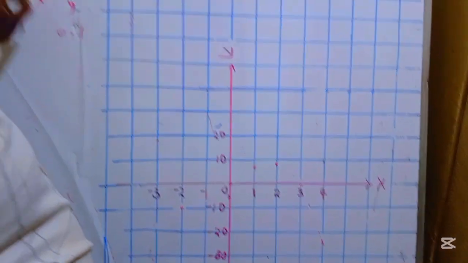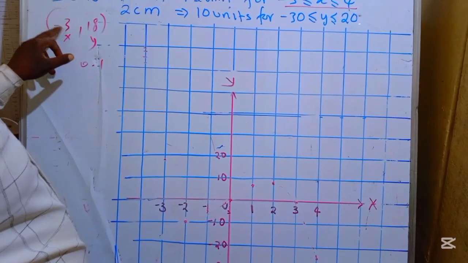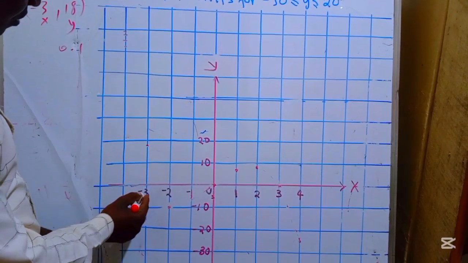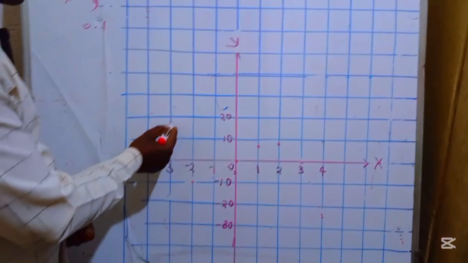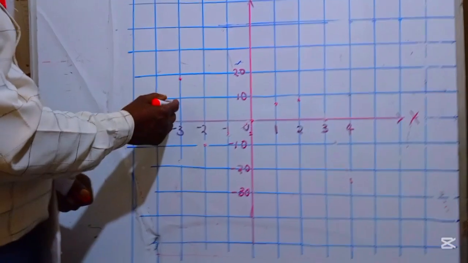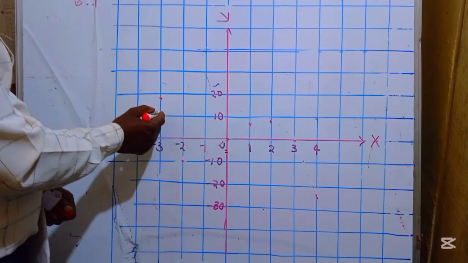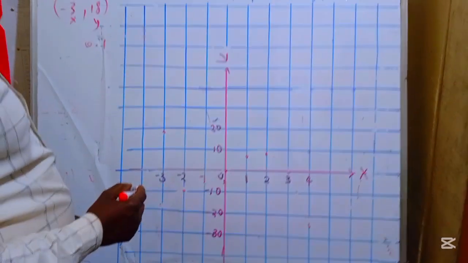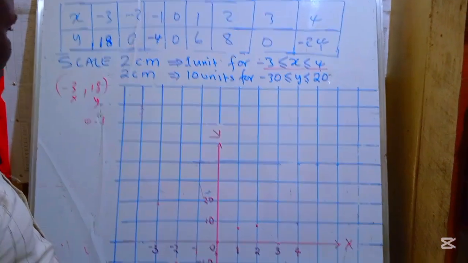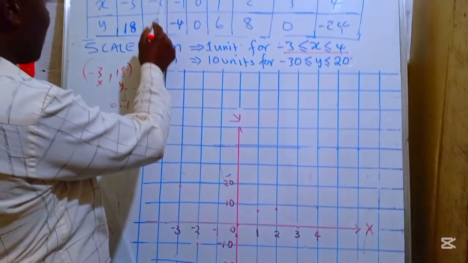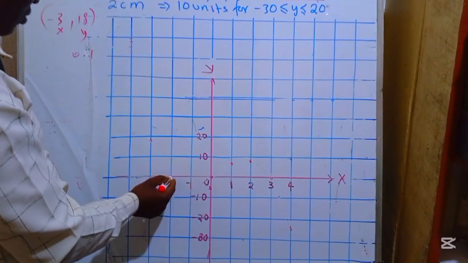So the first point is negative 3, 18. We are on negative 3, and the 18 is on top. So it is somewhere here approximately. This is my graph, but you just have to count 1, 2, 3, 4, up to 18, and you stop there. Next, negative 2, 0. There is this point, negative 2, 0. I'm on negative 2, 0. It's here.